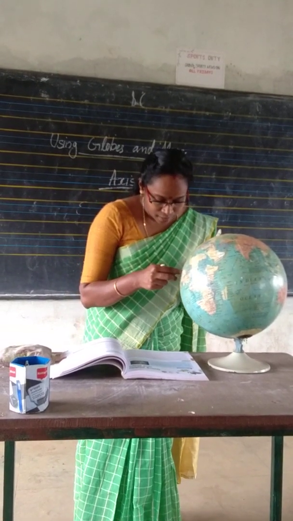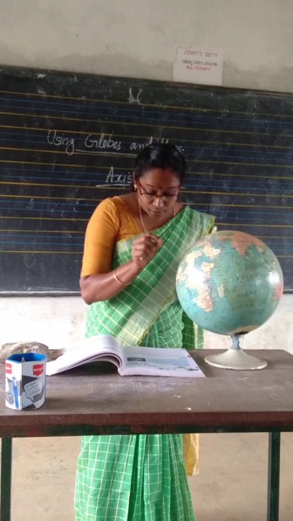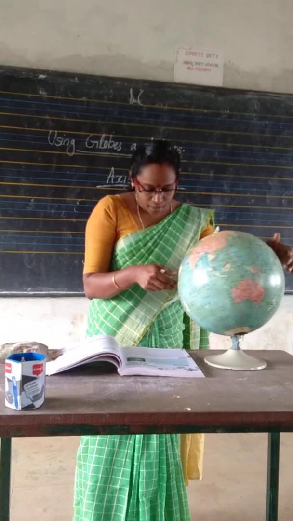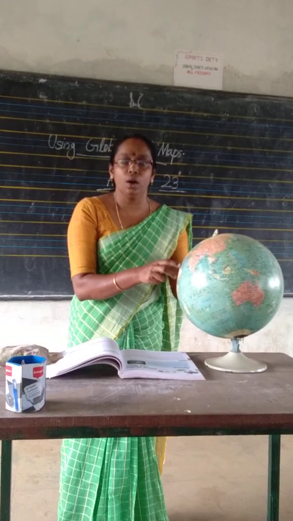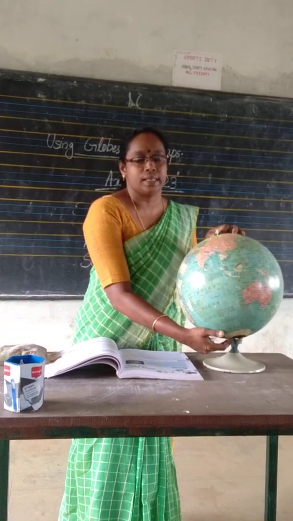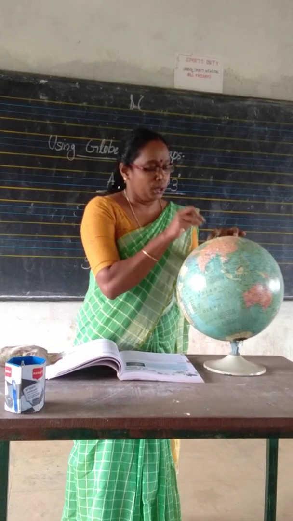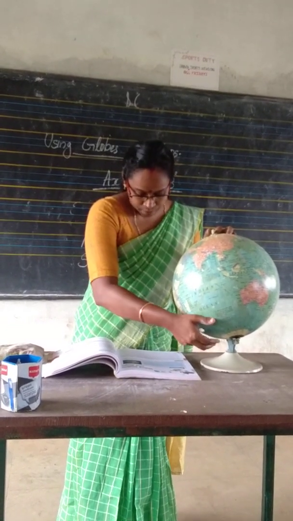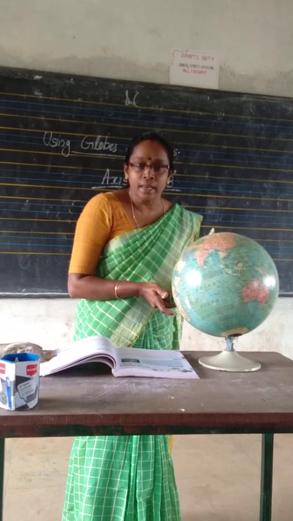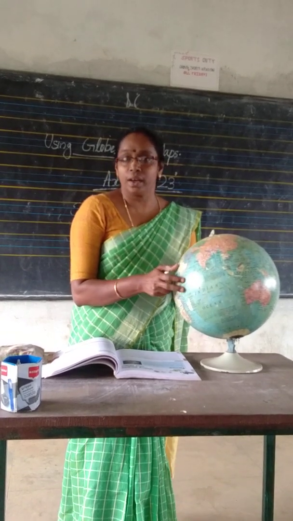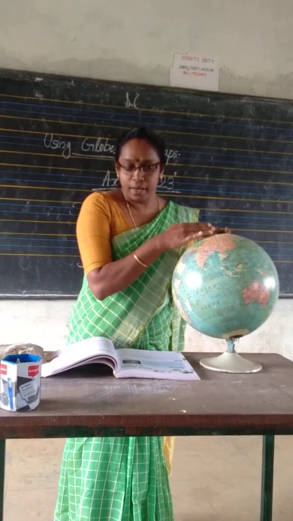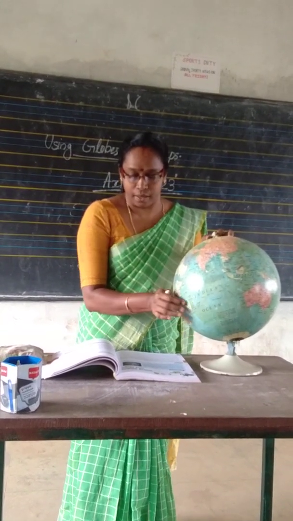Okay, and we learned that the earth spins on its axis from west to east, not east to west, and it is tilted at an angle of 23 degrees. And the two ends of the axis are called poles, north pole and the south pole. And in the middle of the earth goes an imaginary line. It is called equator. Equator divides our earth into two equal parts, northern hemisphere and southern hemisphere.